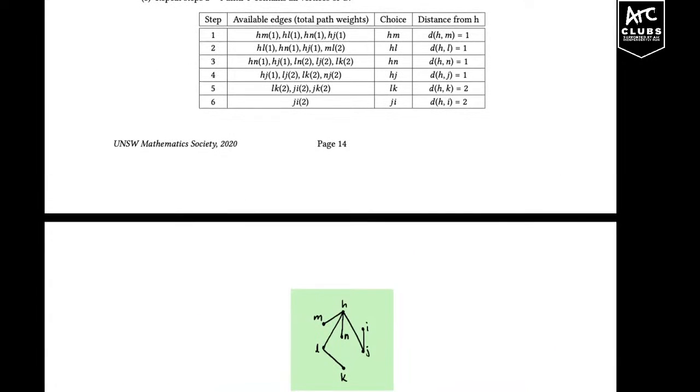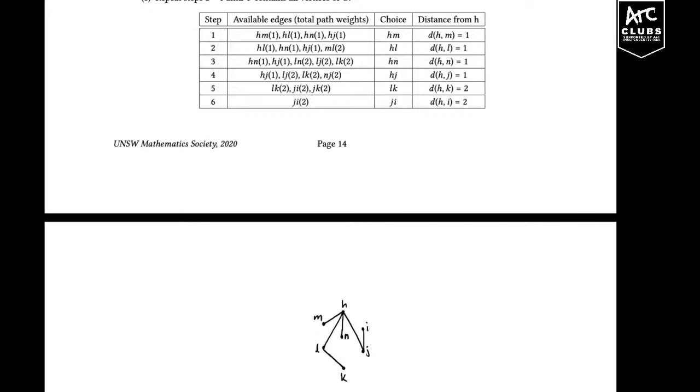So how we go through this table is first I start off at H. The question will always tell you which vertex to start off at, and what you do is list out all your available edges from this vertex H to the other vertices that it can reach. So I can go HM, HL, HN, or HJ. And in the brackets I just write the total path weights, which is just 1 in this case. From here you can choose any of these because they're all the same path weights anyway. So I choose HM, and the distance from H to M is just 1.